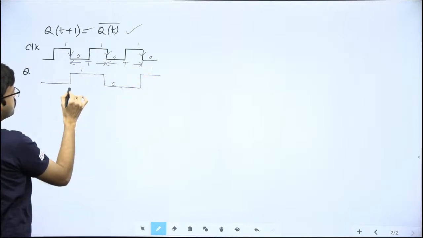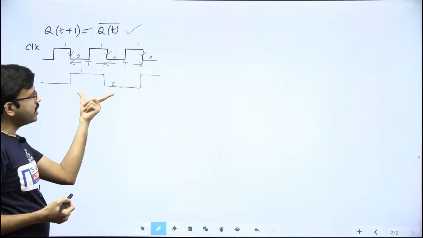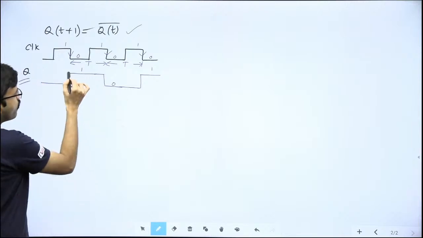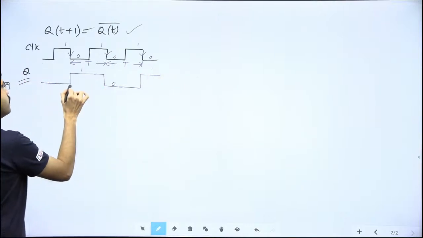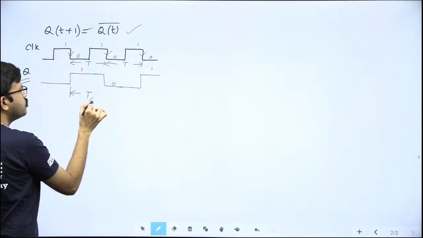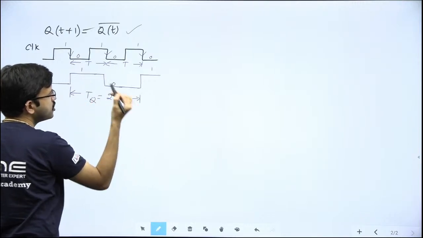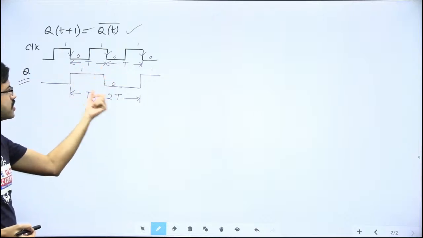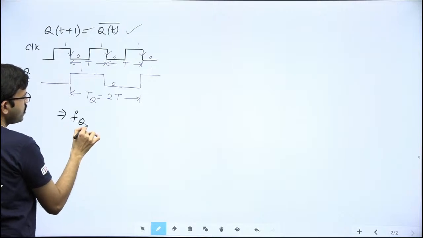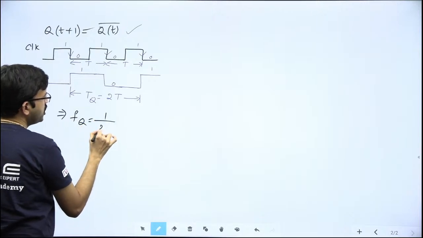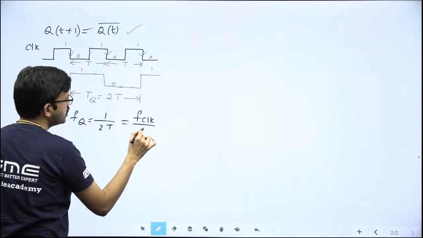If you carefully observe this particular q signal, it is a periodic waveform. Whatever pattern you have here, the same pattern will get repeated, right. So that means for this q signal the time period will be what? 2 times the clock signal time period, yes or no? If you take the reciprocal, then you will get the frequency fq equal to 1 by 2t. 1 by t you can write as f, the clock signal frequency, divided by 2.